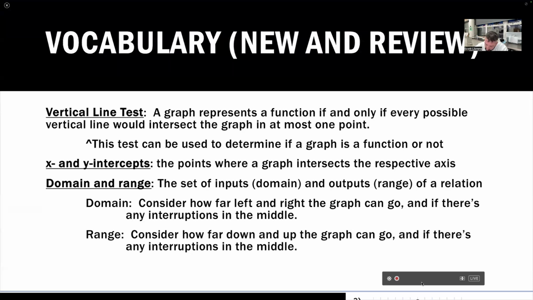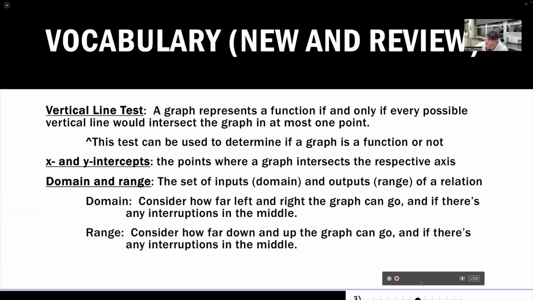So we're going to start off with some vocabulary that some of it's new and some of it's review. The first thing we have is the vertical line test. This is a test that shows whether or not a graph is representing a function. What it says is that if every vertical line drawn through your graph hits the curve in exactly one spot, never more than one spot. It's okay to be less than one spot. If you had a graph that had some kind of gap in the middle, that would be okay. But as long as every vertical line hits the graph in at most one spot, then it's a function.